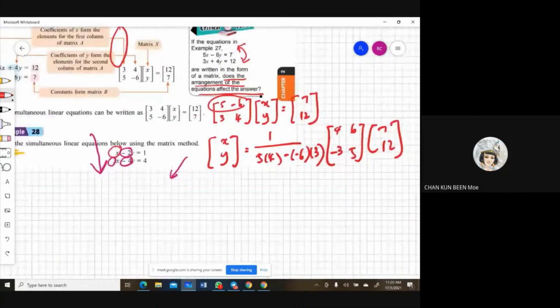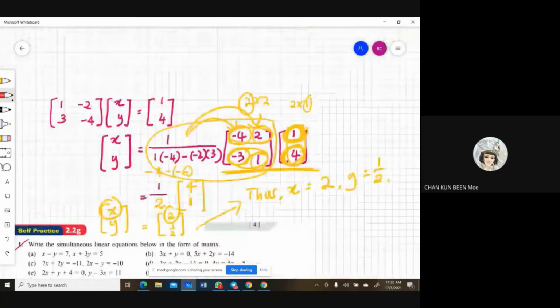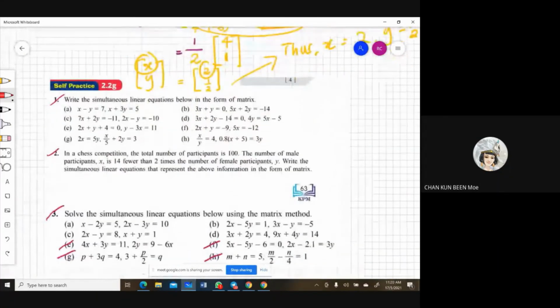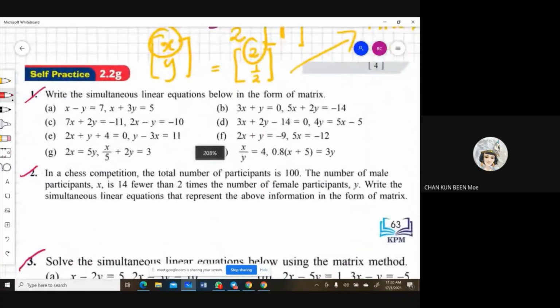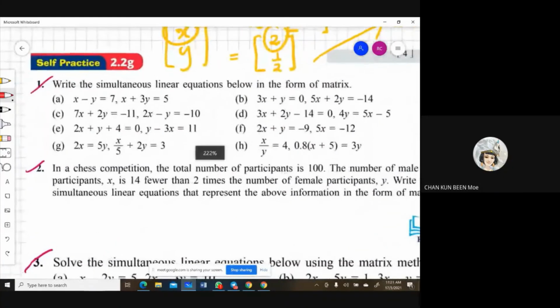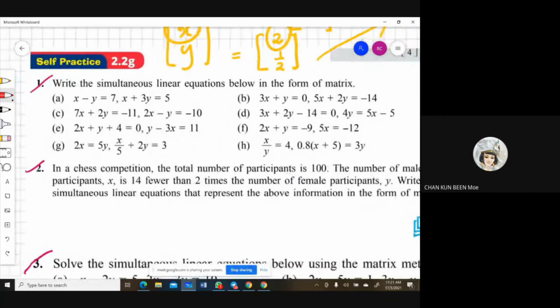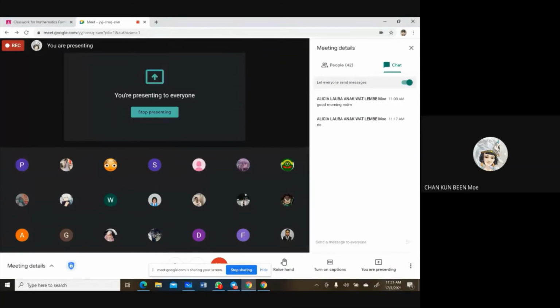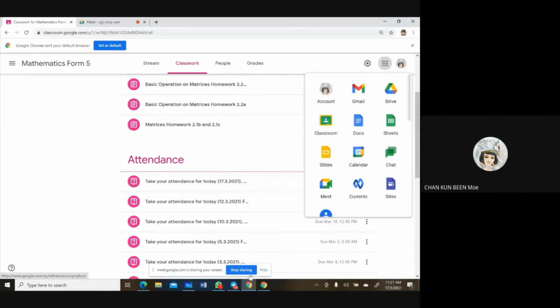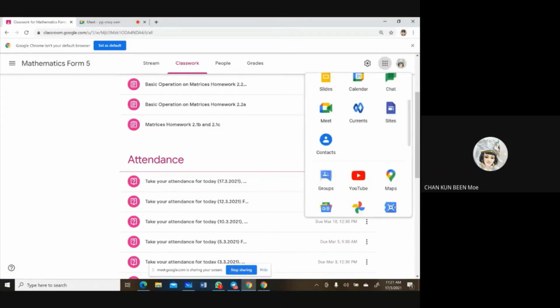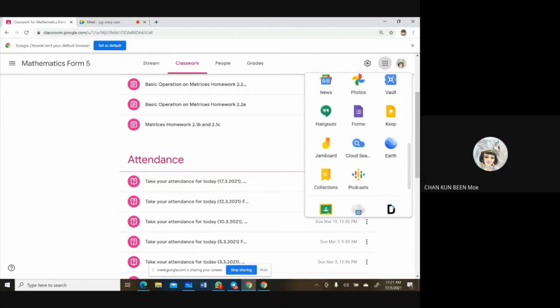You just remember that. Now, to make our day more fun, you look at self-practice 2.2G over here. Question number 1, they asked you to write the simultaneous linear equations below in the form of a matrix. My question over here: if you go back to your GC, we are now in Google Meet, right? You go back to your GC, point it at these Google apps over here. Do you all have Jamboard? This one.